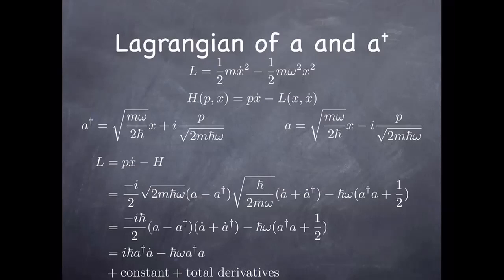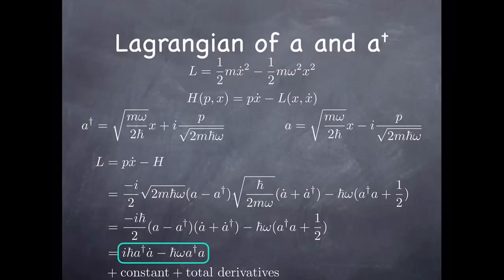So by dropping constants and total derivatives, I arrived at this form: i h bar A dagger A dot minus h bar omega A dagger A. And this is the form we're going to use a lot when we get to quantum field theory. So this may look a little bit odd, because we rewrote the Lagrangian of the harmonic oscillator using creation and annihilation operators, but this is the way that's actually easiest to deal with.